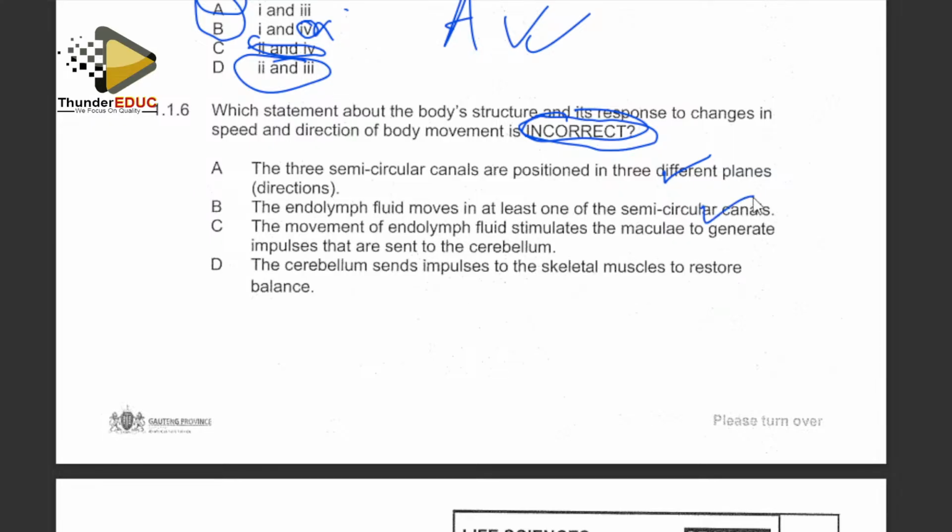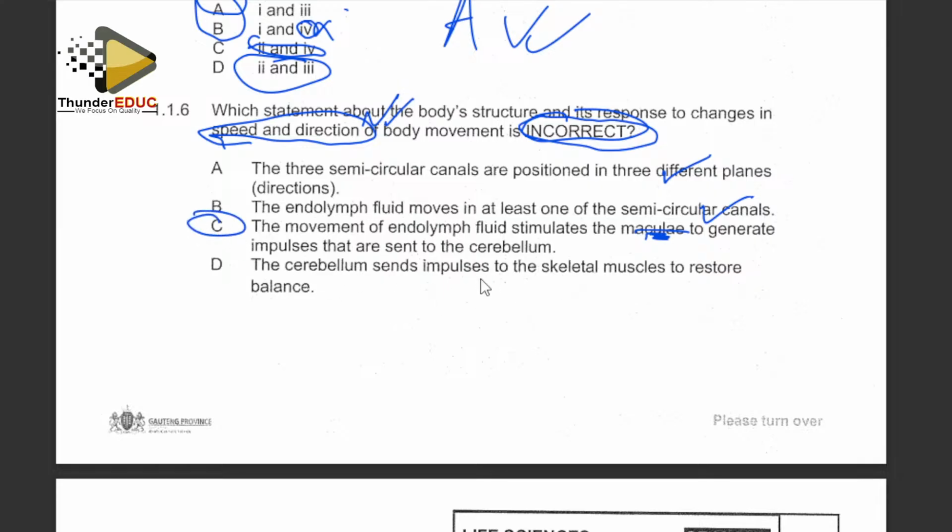This is also correct. They're saying that the movement of the endolymph fluid stimulates the maculae to generate the stimulus, and the stimulus to generate the impulse that is sent to the cerebrum. Maculae. When they said speed and direction, go back to our distinction material book. You will see exactly. So here it shows that maculae does not detect speed and direction. It detects the position of the head. So here we are looking at speed and direction. So this one looks to be incorrect.